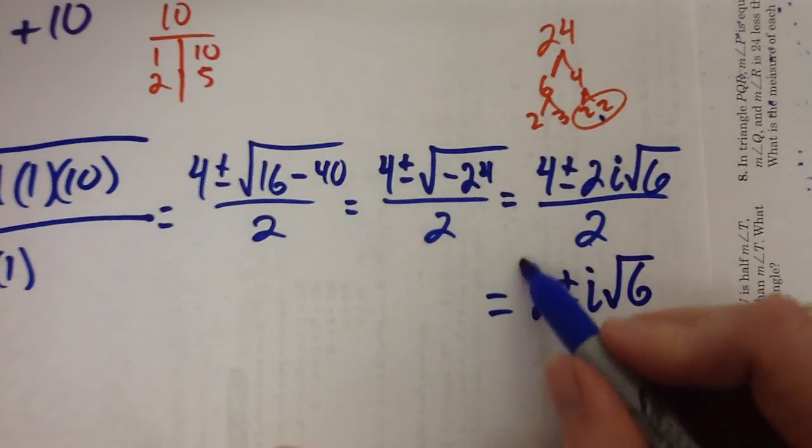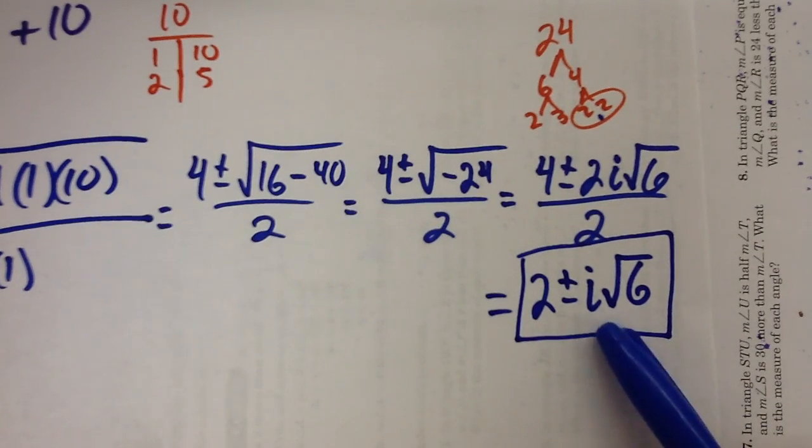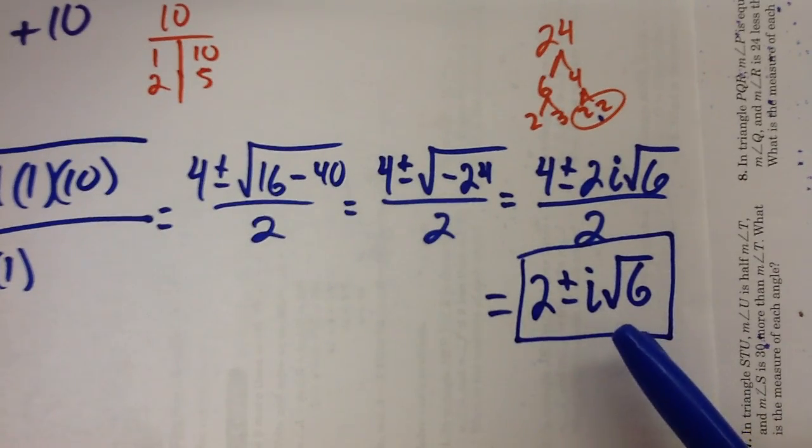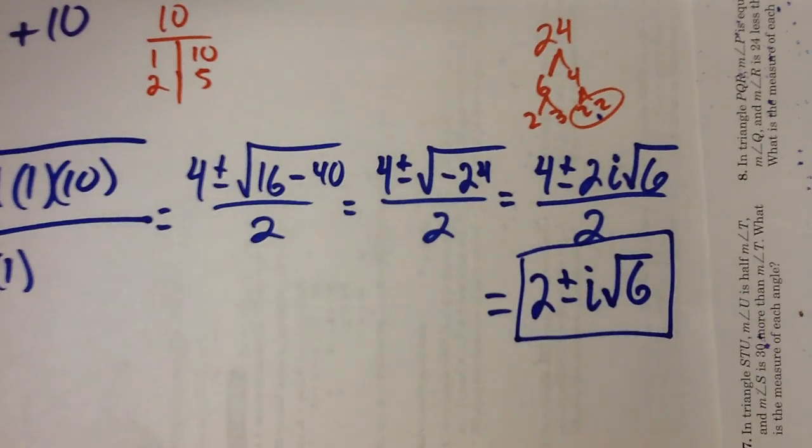Okay, so those are my last 2 zeros. I found 3 pretty easy. I found them on the calculator. The last 2 we had to do a lot of work to get to them. Okay, but we do have 5 total now. This is 2 plus i square root of 6, 2 minus i square root of 6.